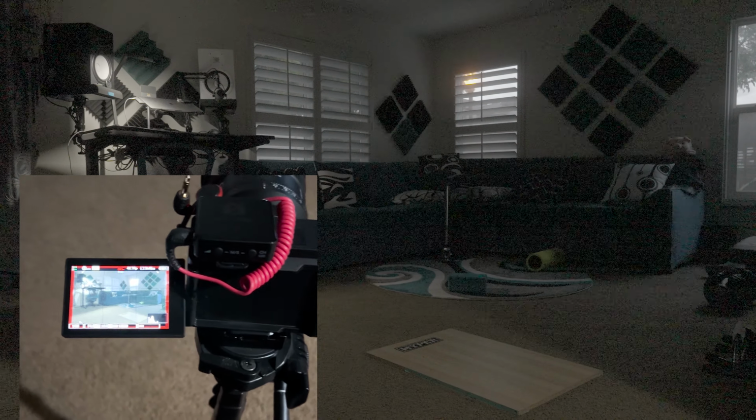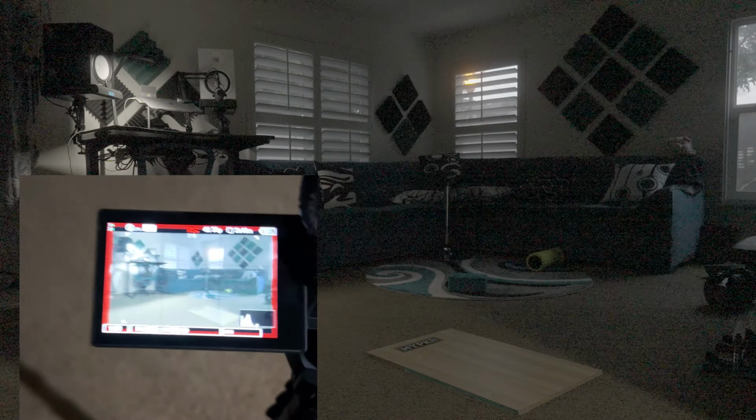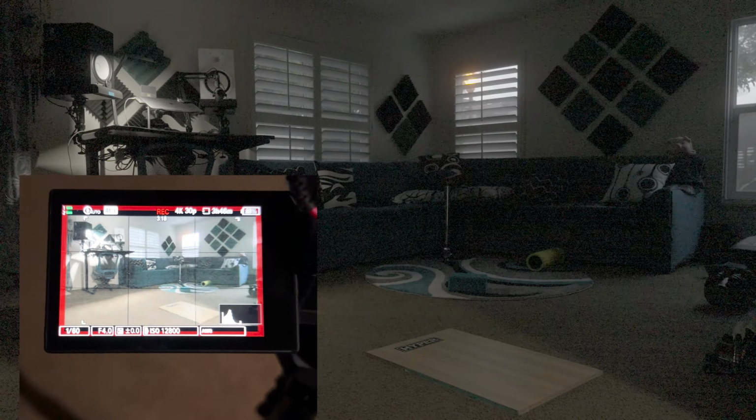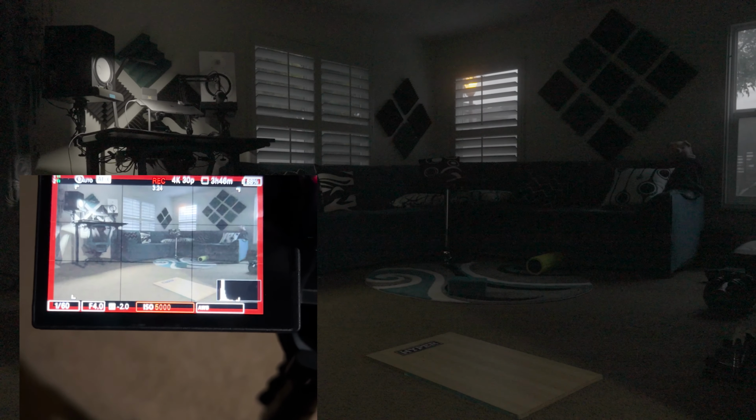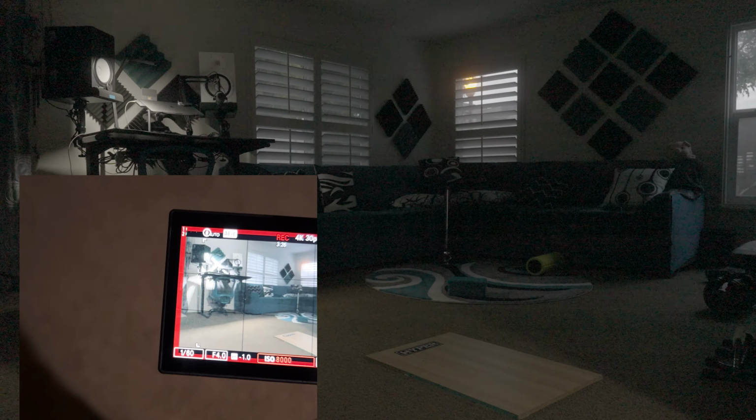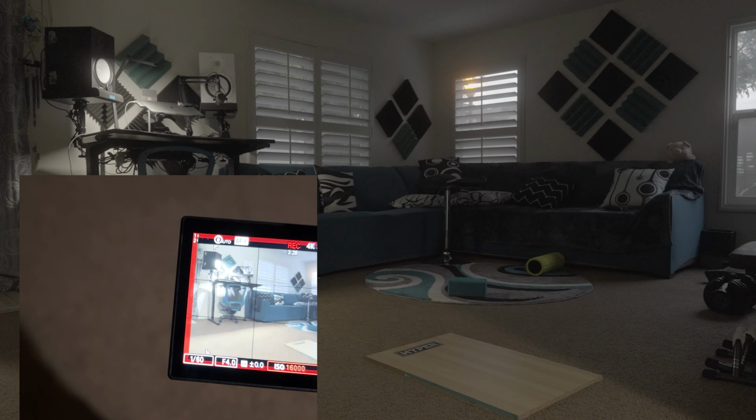So when this camera is set to S-Log3, it does have to be set to either the log shooting mode or S-Log3 if you created a picture profile for it. And then you are recording in auto ISO. What it does is it goes all the way up until 12,800, which is the second native ISO.